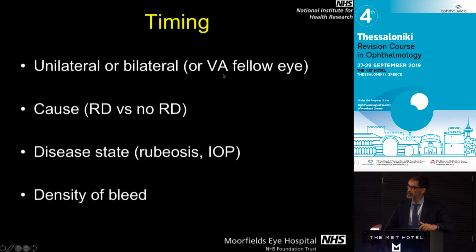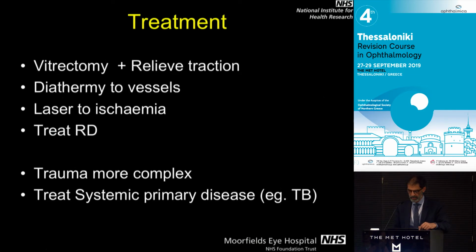Sometimes with something like Terson's, we will clear one eye just so the patient's functioning and then leave the other eye. The cause, of course, tells you timing, as I've just discussed, the state of the eye with rubeosis and pressure, and the density of the bleed. Sometimes you anticipate whether this is likely to clear or not. To treat, vitrectomy, of course, is the mainstay of treatment. There's no really other way of doing it.